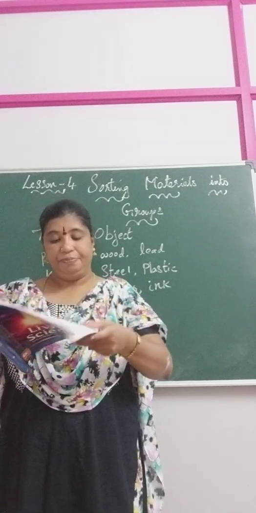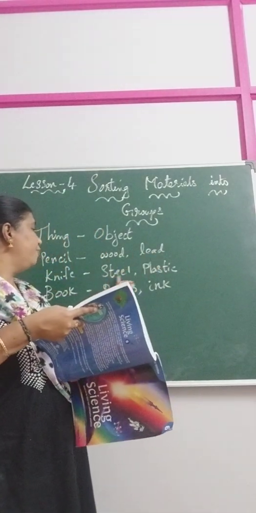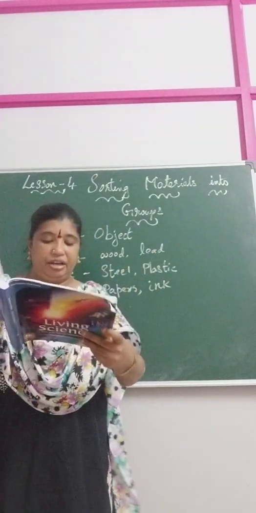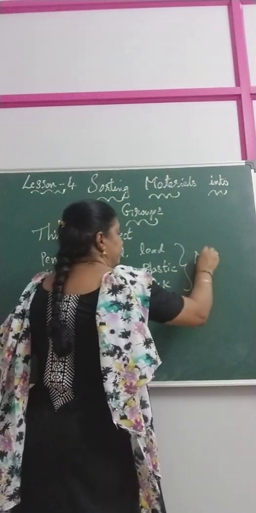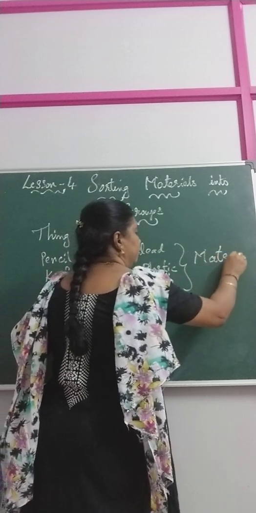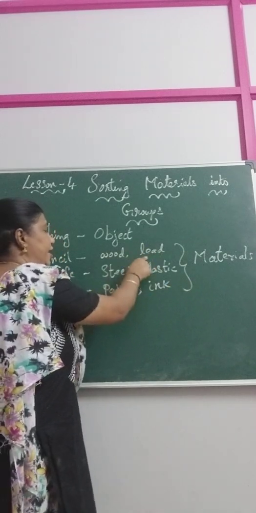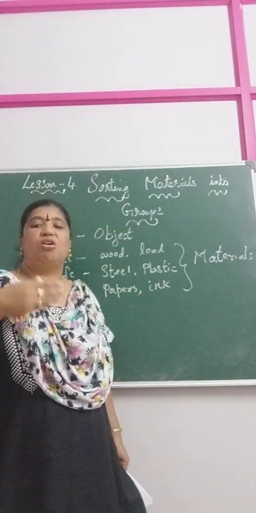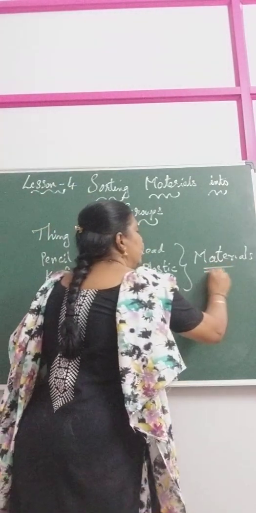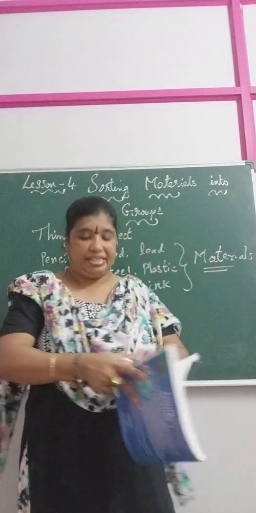Now, let us see. Wood, steel, clay, graphite, plastic, paper, ink, all these are called materials. Yes, children? Have you understood? All the things like wood, lead, steel, plastic, paper, ink, and many other things which are all around us, these are termed as, or they are called, materials.